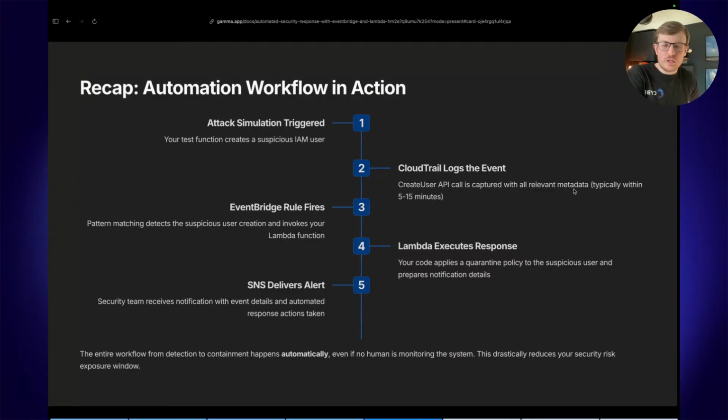It happened very quickly in this case, but it could take 5 to 15 minutes. Then the EventBridge rule that we created fired. With the pattern matching for our create user API call, it detected the suspicious user creation. And because we set up our target trigger to be the Lambda function, it automatically invoked that Lambda function. Because it had proper permissions, that Lambda function executed successfully. It grabbed the IAM user that was created. It applied that quarantine policy to the user.